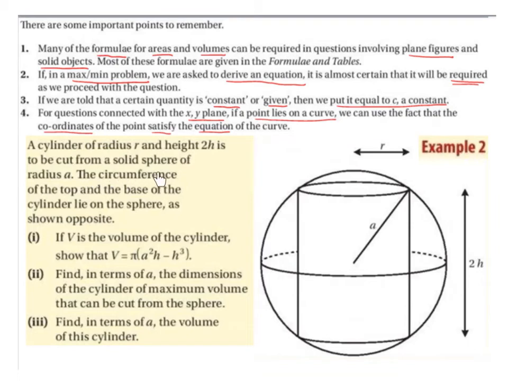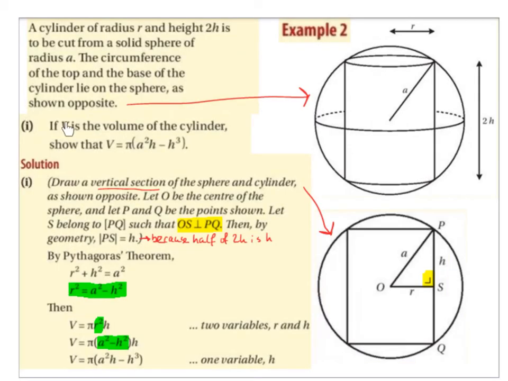The circumference of the top and the base of the cylinder lie on the sphere, as is shown opposite. So the circumference of the top and the base of the cylinder lie on the sphere, so it's touching the sphere. Question 1. If V is the volume of the cylinder, show that V is equal to pi times a squared h minus h cubed. So we're going to draw a vertical section of the sphere and the cylinder as shown opposite.